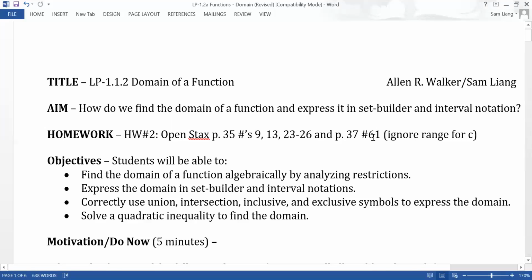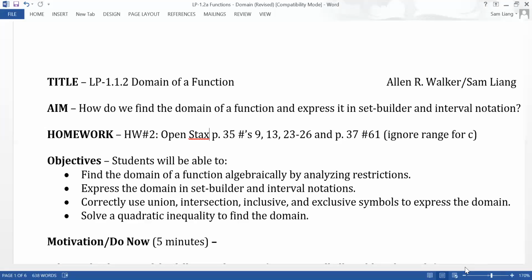For number 61, I want you to ignore where it says range for part C, so I just want you to calculate domain, okay? But yeah, I'll post this assignment on Google Classroom, so we have that for reference. All right, from here, I'm gonna jump to the do now slide. So if you wanna copy this aim or the homework right now, you can pause the video here. Otherwise, I will move on to the do now slide.